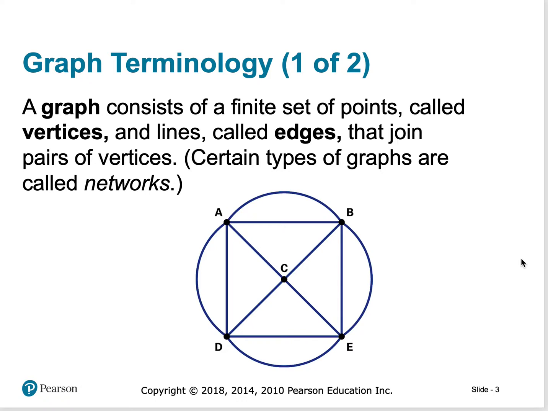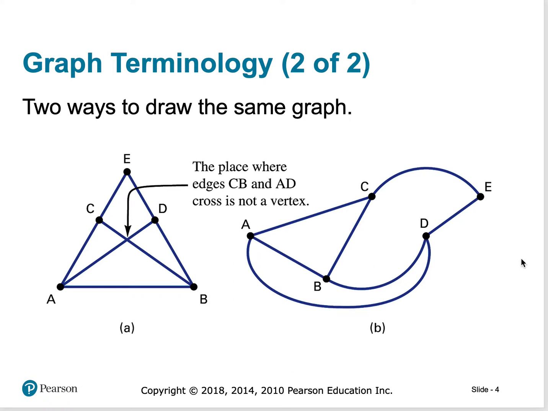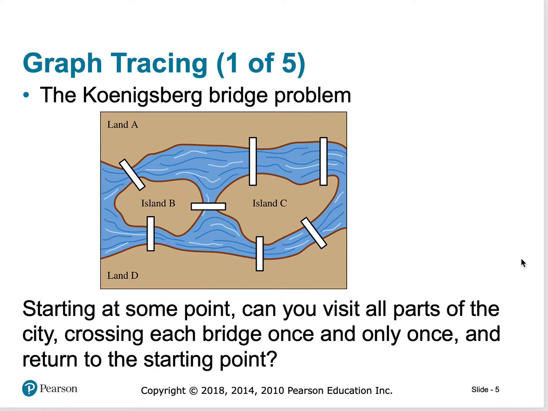A graph consists of a set of points, which we call vertices, and lines, called edges, that join up those points. Certain types of graphs can also be called networks. If I look at two ways to draw the same graph, I can wind up with different figures depending on how I connect the pieces. This is a common example of a bridge problem.